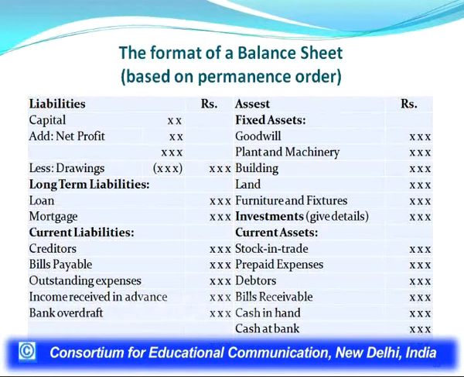Then long term liabilities, that may be loan, mortgage, then current liabilities: creditors, bills payable, outstanding expenses, income received in advance, bank overdraft. Normally, if you see any financial statement or any balance sheet, you will find this order is used. So, most of the time while preparing a balance sheet, the order of permanence is used.